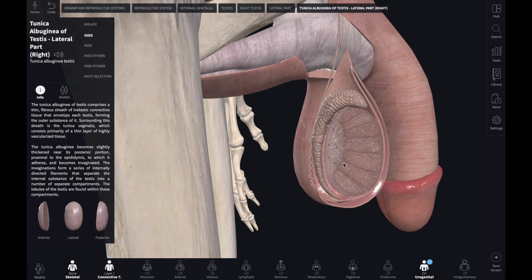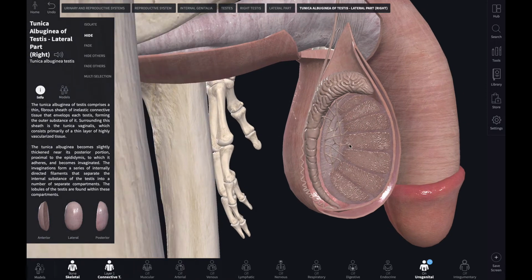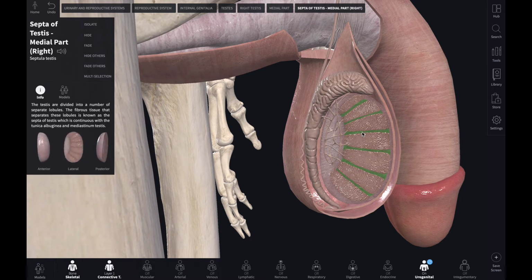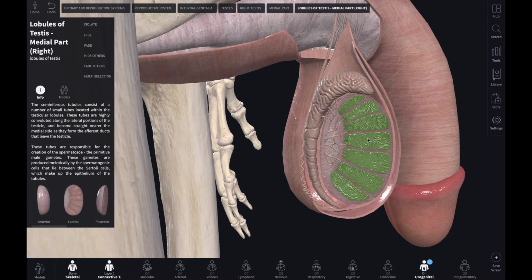Now I cut the cross section of the testis. When you cut the testis, you have these sections. We call it the tunica vasculosa. This forms different septa inside the testis. In each testis there are lobules. These lobules contain the seminiferous tubules and the interstitial cells.